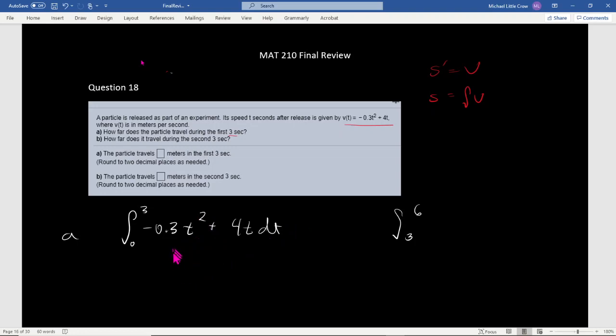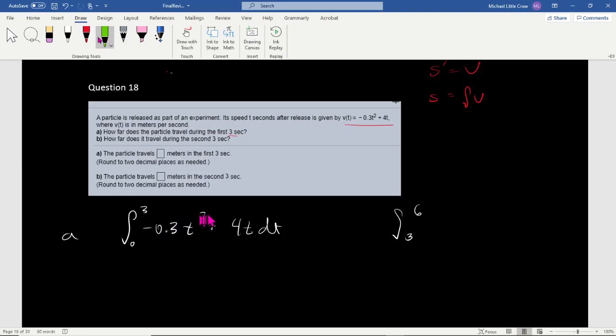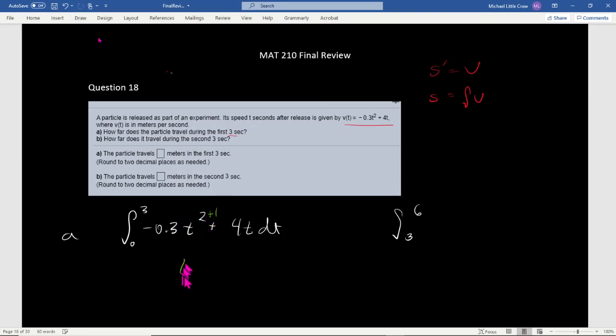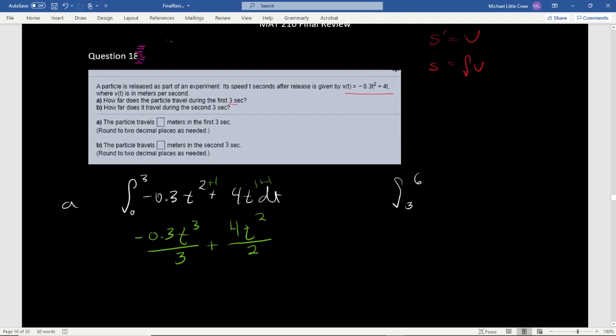The integration is going to be the same in each case, and again we integrate by adding 1 to the exponent, so that's going to become t to the third, dividing by that new exponent, that's 3, and any constants just tag along for the ride. This is t to the first power. We add a 1 to it, so that's going to be t squared. We divide by that exponent, and the 4 tags along for the ride. We got a plus in between, and we can simplify, but we can do it as we go as well.